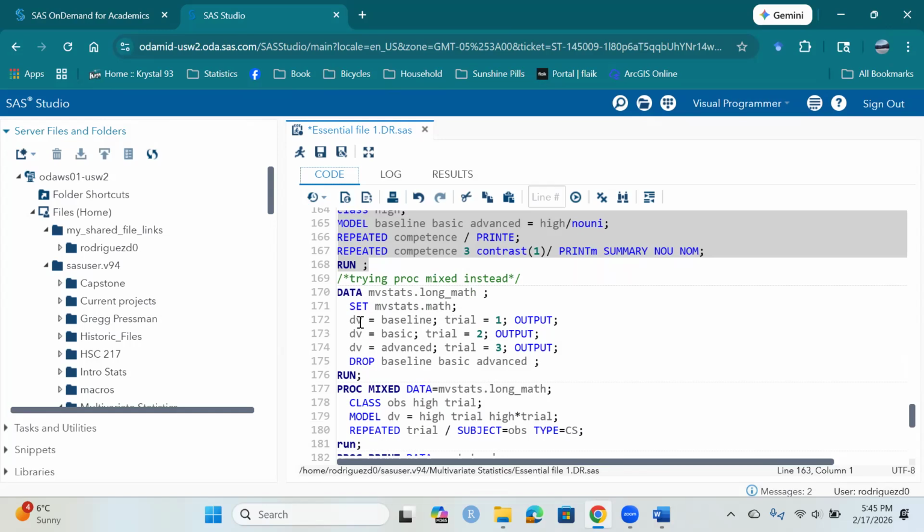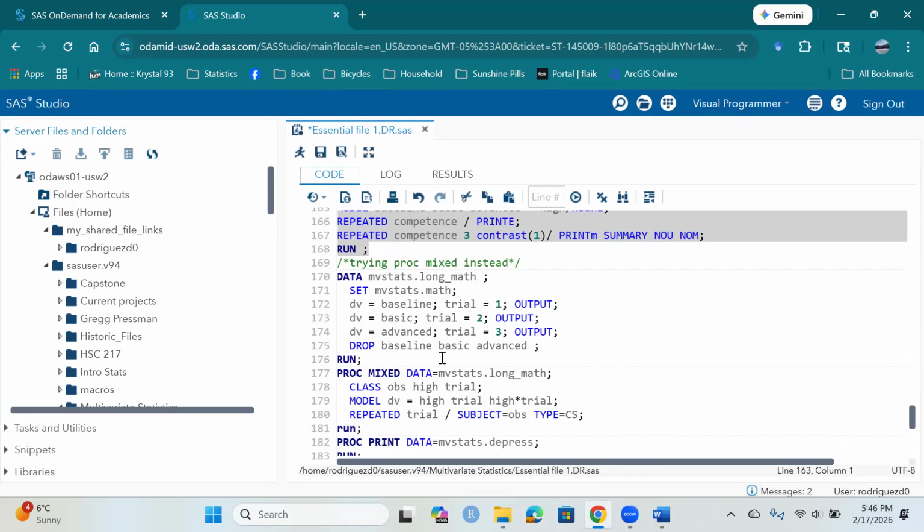Then we're going to create a dependent variable, and our dependent variable will have baseline, basic, and advanced, right? And we're going to call this trial. So trial for baseline will be trial 1, basic will be trial 2, and advanced will be trial 3. Once we're done with this, we're going to drop the original variables, baseline, basic, and advanced, so that we get rid of them and our data set isn't cluttered. So let's go ahead and run that.